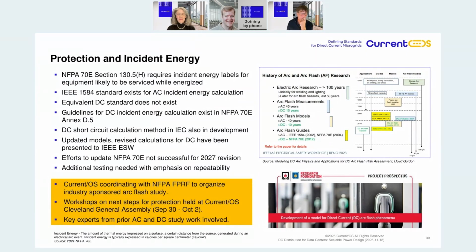So with that being said, recently we actually had, at the first North American General Assembly of CurrentOS in Cleveland, a workshop on this particular topic where key experts from the historical 1584, as well as specifically from the DC focused aspect of the arc flash topic were involved, and we had a very engaging discussion and are working to define further the next follow-up steps from that.